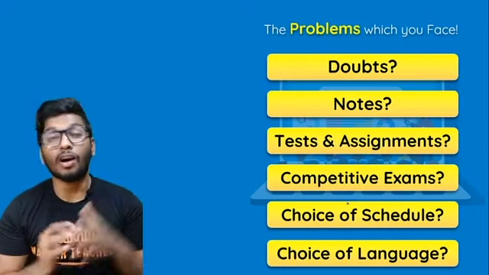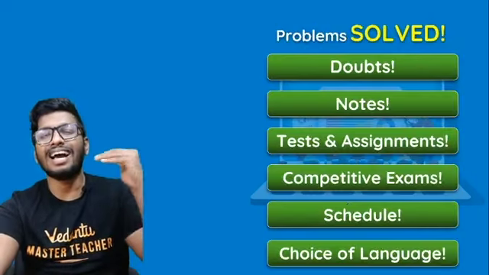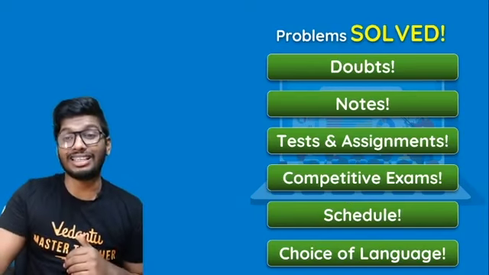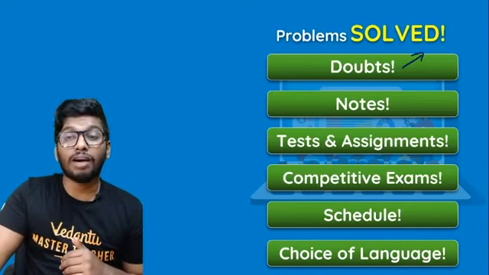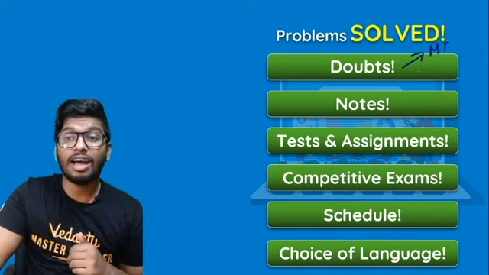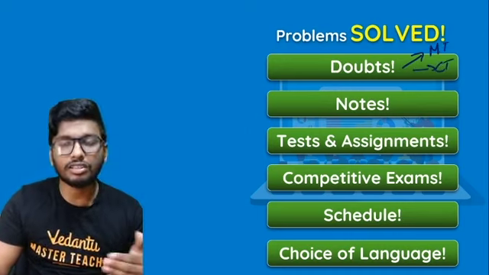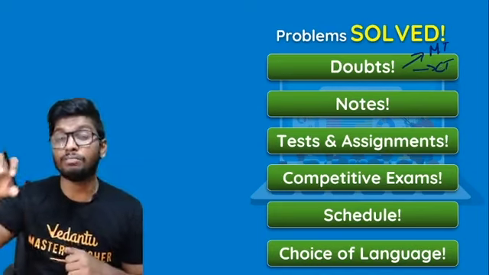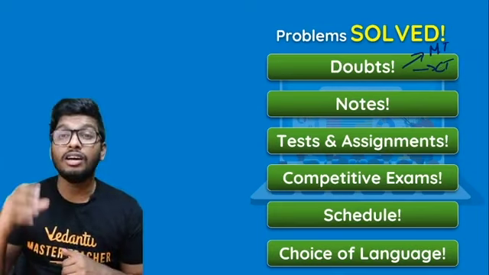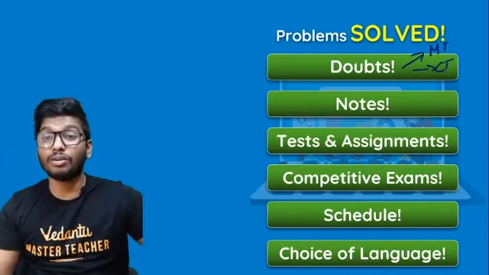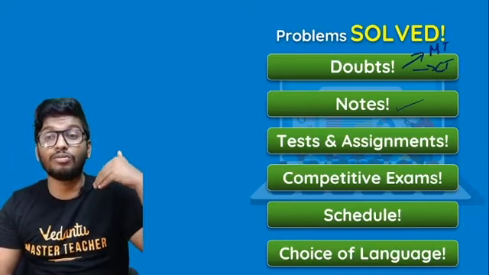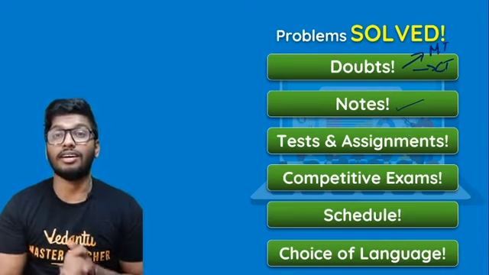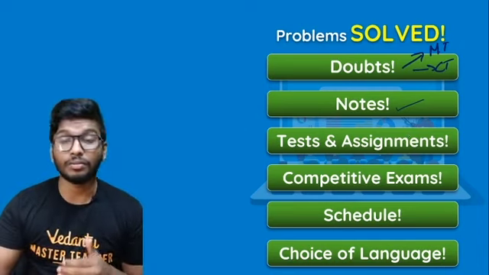Here's the thing, guys, all these problems Vedantu has solved. Doubts: you have a 2-teacher model inside the class. You'll have someone called the master teacher who will teach you the session, and you'll also have someone called a class teacher to help you clear your doubts. So whatever doubts you have, they'll be cleared instantly by the class teacher. You get personalized attention to make sure that your doubts are cleared. You get the notes at the end of every session. You can download the notes whenever you want, as many times as you want, and refer to them whenever you want.